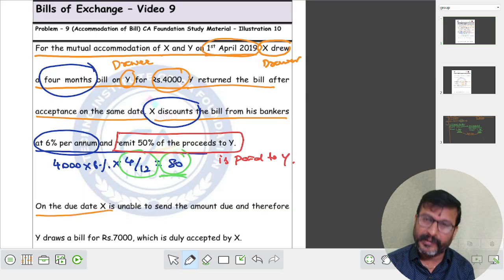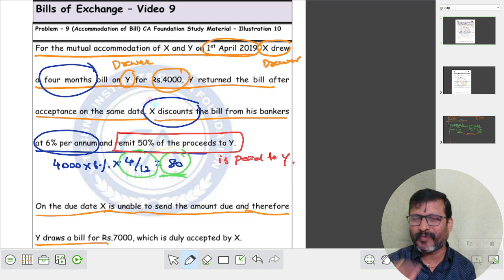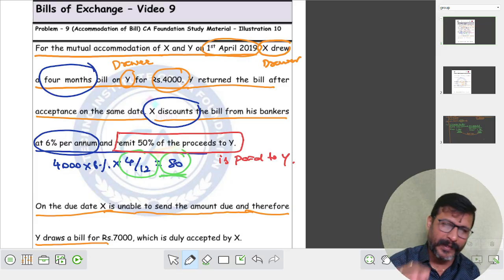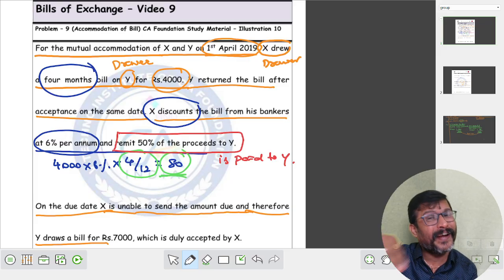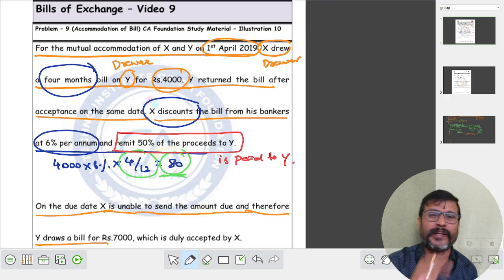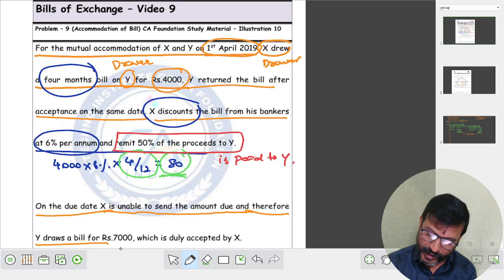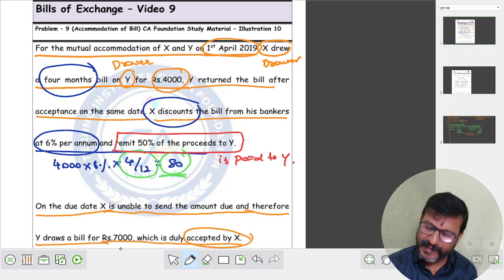On the due date, X is unable to send the amount due. Therefore, Y draws the bill. I told you now, in case of mutual accommodation, what happened? In the beginning, X draws the bill. In the later stage, Y draws the bill. Now Y becomes a drawer. When Y becomes a drawer, X is a drawee. Means X accepted the bill.